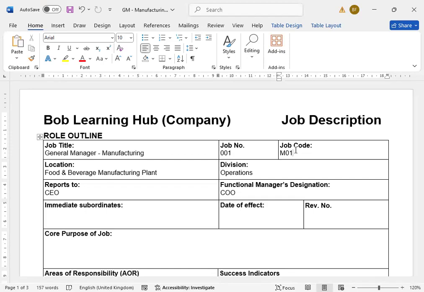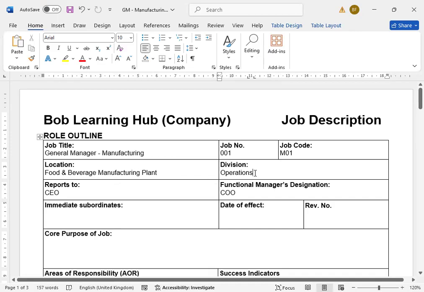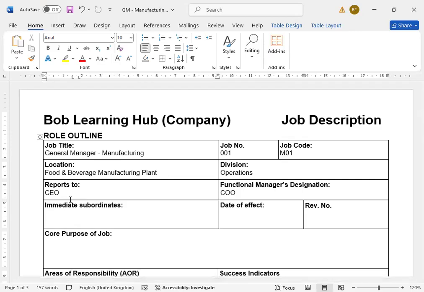Okay, so I suppose this job is located in a food and beverage manufacturing plant, and it belongs to the operations division, and the role reports to the CEO, the chief executive officer, and the functional manager for this position is the COO, chief operating officer. Okay, and as for the immediate subordinates, there are several managers who are reporting to this role. One of them is a manufacturing manager.